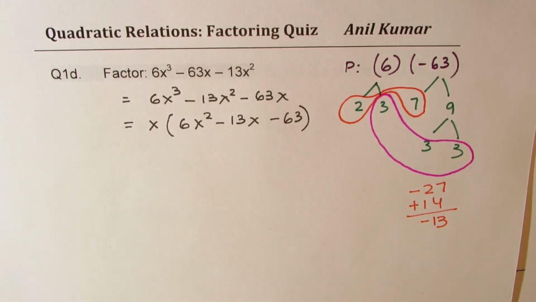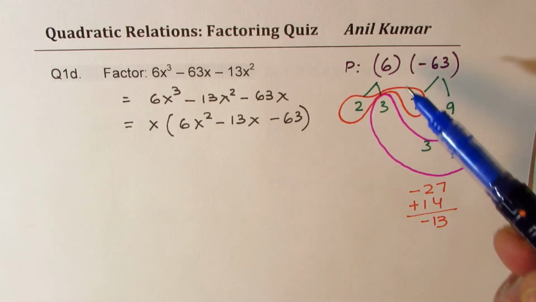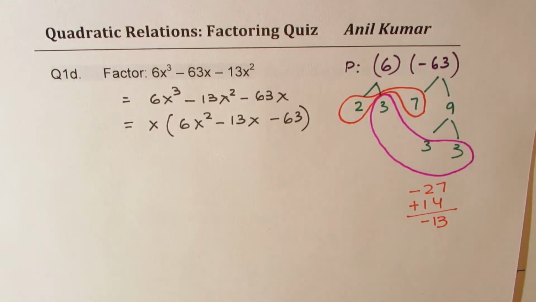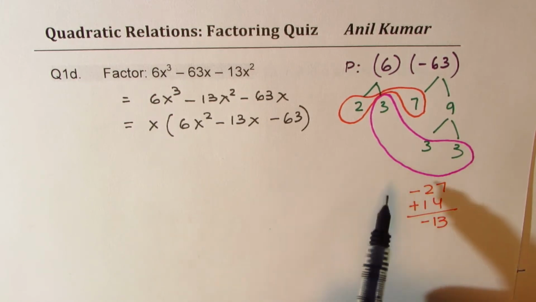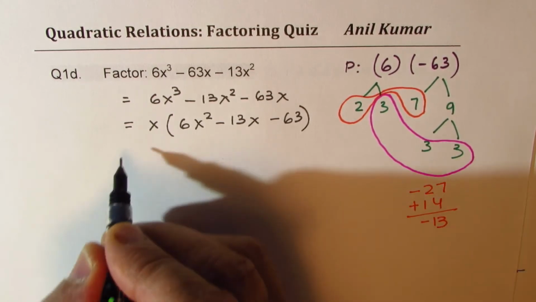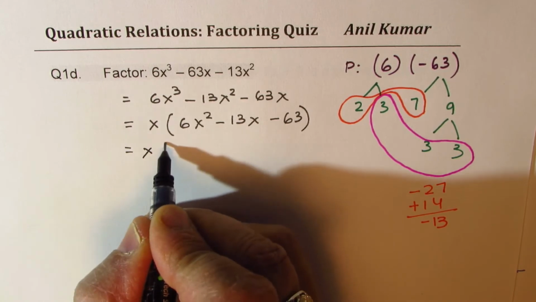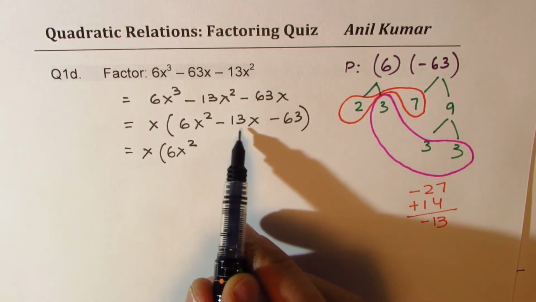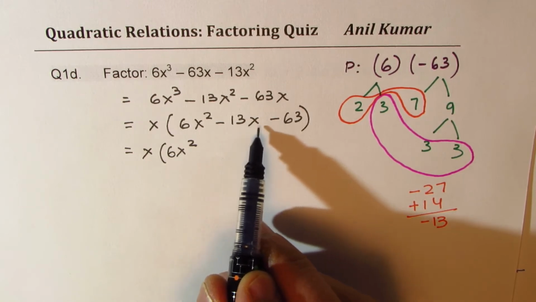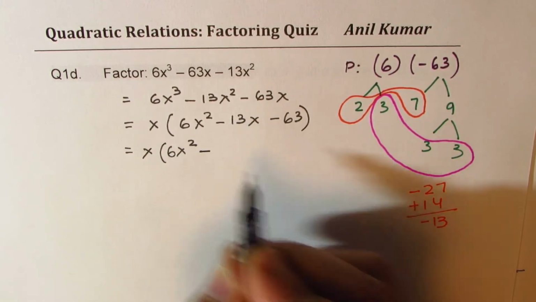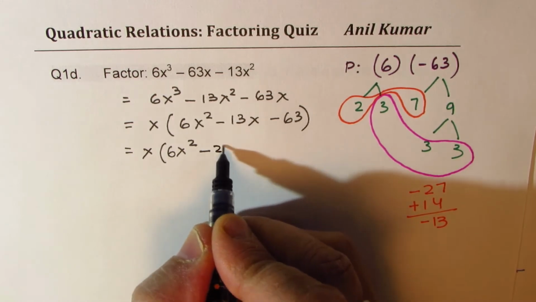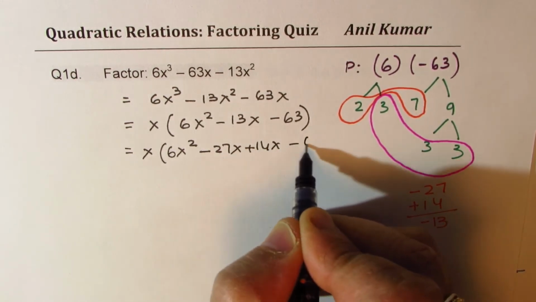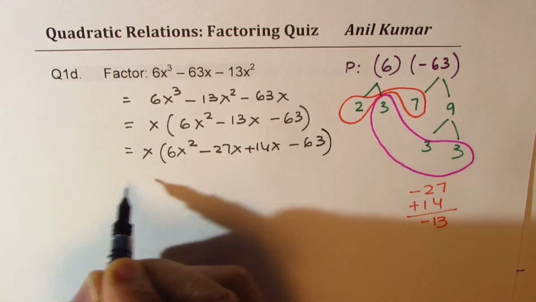So that helps. The technique of factoring the numbers and then getting the right solution is very handy, especially when you're working with big numbers. So let's continue with our steps. The steps involved are, we'll split the center number, which is the coefficient of x, in two parts: one as minus 27x, the other one as plus 14x. Right? And then we'll do group factoring.